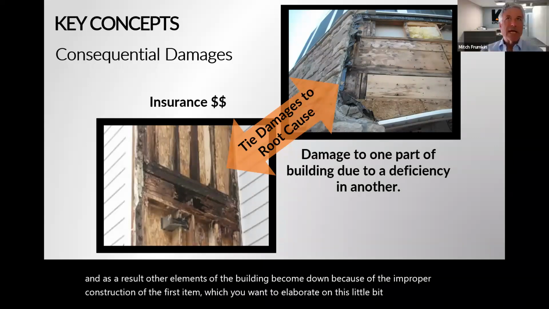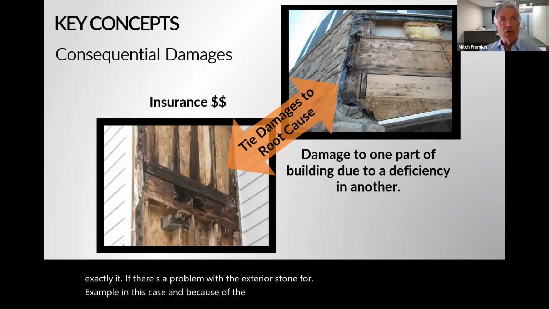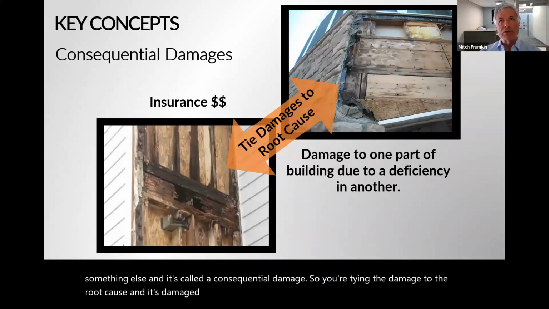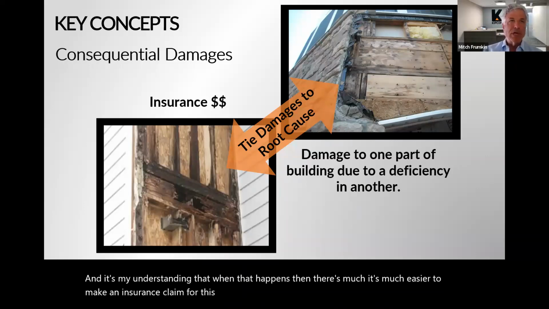Yeah, that's exactly it. If there's a problem with the exterior stone, for example, in this case, and because of the problem with the stone, it causes a problem to something else, it's called a consequential damage. So you're tying the damage to the root cause, and it's damage to one part of the building due to a deficiency in the other. And it's my understanding that when that happens, then it's much easier to make an insurance claim for this in order to cover it.